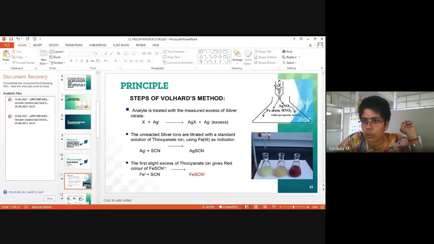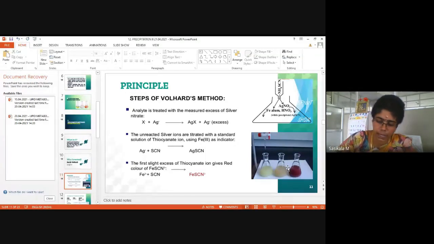So this ammonium thiocyanate will interact with the indicator, ferric alum, which contains ferric ion. This will interact with thiocyanate to form ferric thiocyanate, and this ferric thiocyanate gives red color. So that is your end point. It is also a reddish brown color that we get. So this is the principle behind Volhardt's method.